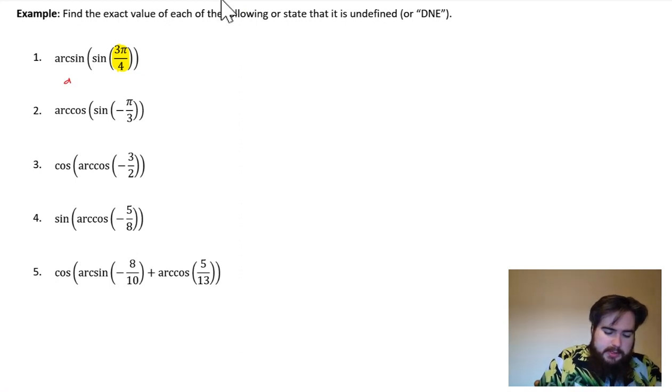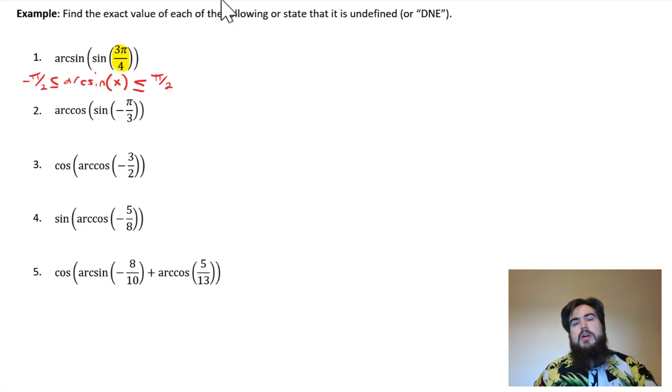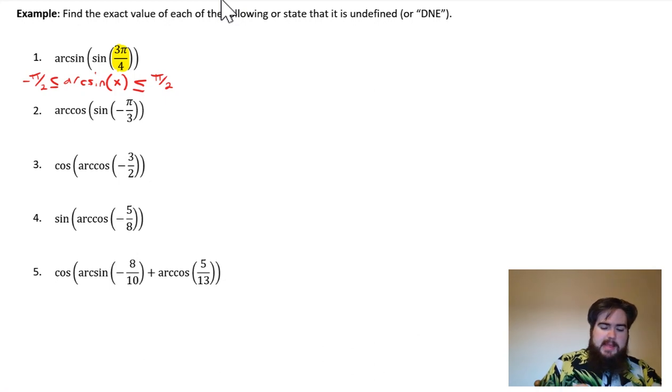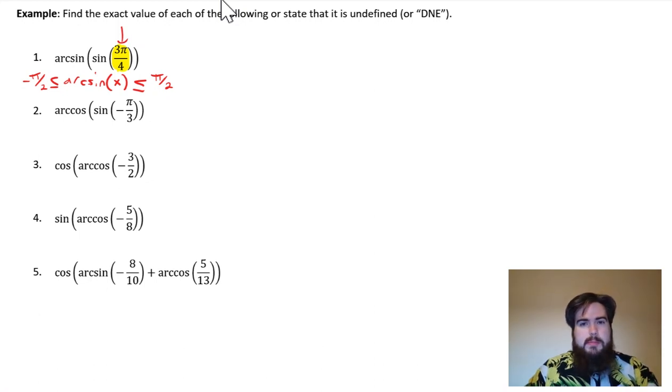So, remember that arc sine of x has to lie between negative pi halves and pi halves. If the angle measure for arc sine is within there, then we're okay. But 3 pi over 4 does not exist between negative pi over 2 and pi over 2. Meaning the answer is not just going to be 3 pi over 4 here. If that's the case, then just work from the inside out.